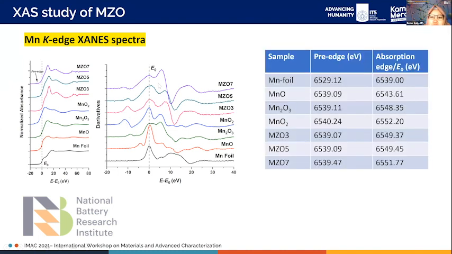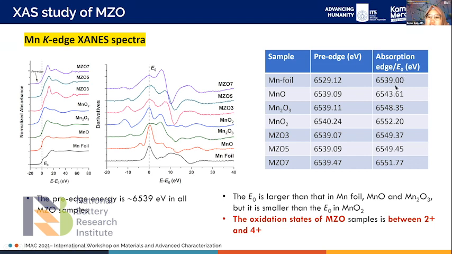So from here, we analyze the pre-edge and also the edge energy. And we found that the pre-edge energy is about 6,539 electron volt in all the samples. Also, the edge energy is larger than manganese oxide and Mn2O3, but smaller than manganese dioxide. So roughly speaking, the oxidation state of manganese in the MZO sample is in between 2 plus and 4 plus.